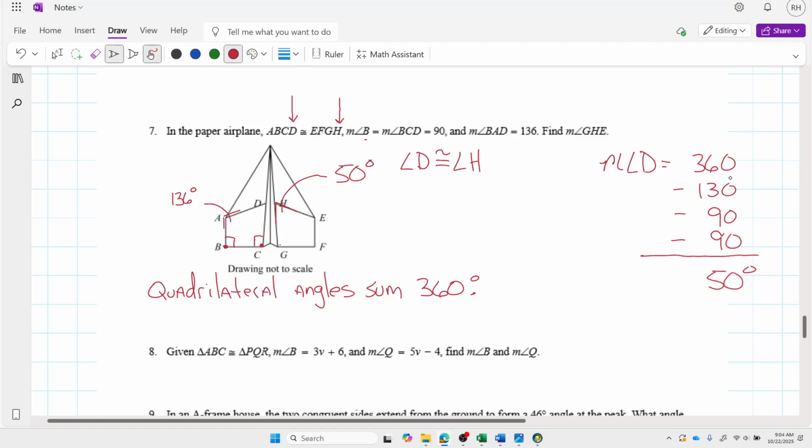Oh, because I wrote it wrong, I'm sorry. Thank you. So let's change this right here to 136. And that's going to change that and that. So 360 minus 136 minus 180. 44 degrees. So the measure of angle H or GHE is 44 degrees.